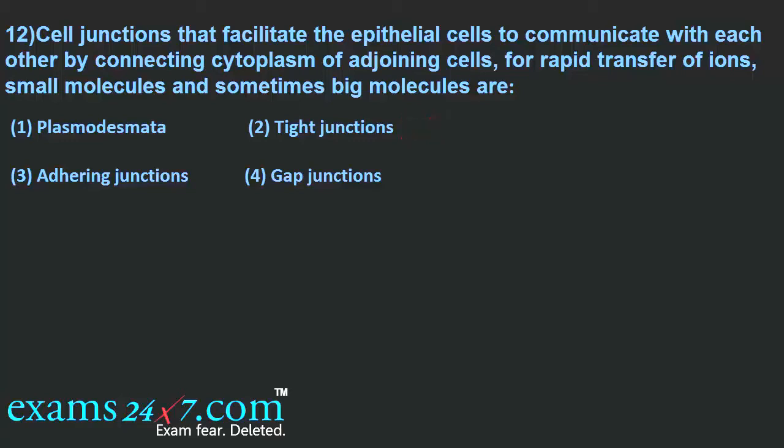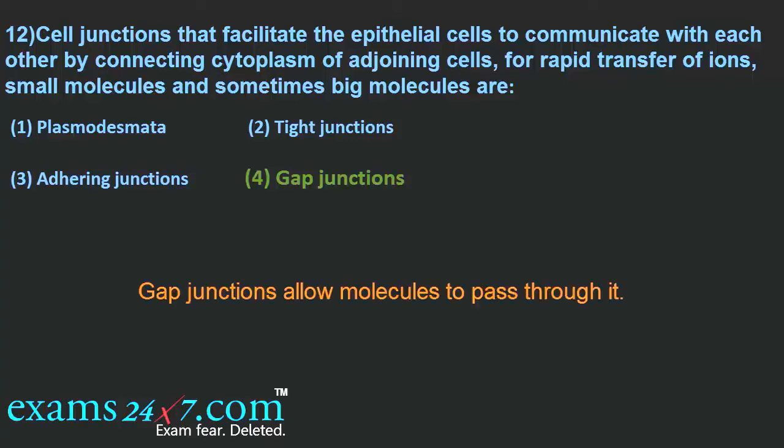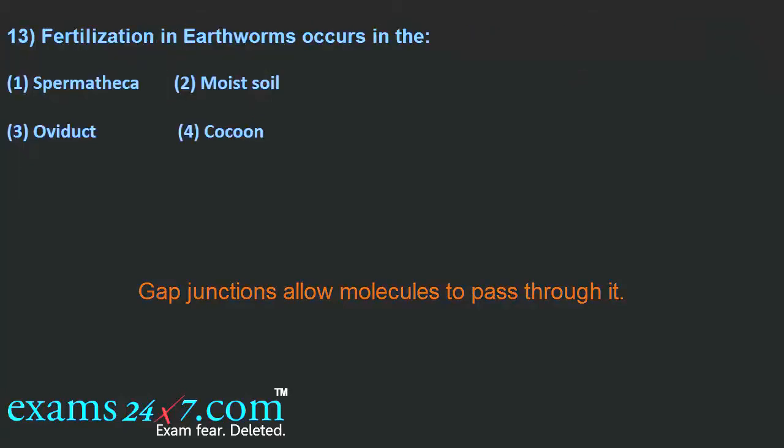Option 3, adhering junctions. I hope all of you know adhering junctions are cementing junctions that help in attachment. Thereby even that cannot be an answer. Option 4, gap junction. Yes, gap junction is the answer because it is this which is going to allow the molecules to pass through it. Now we come to question number 13.